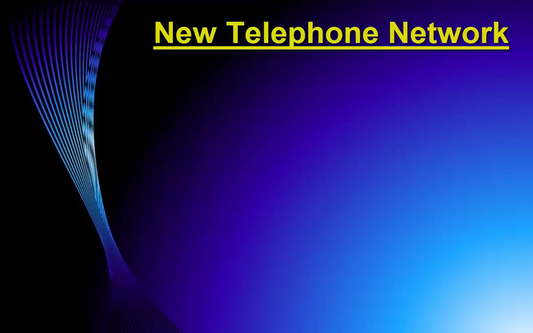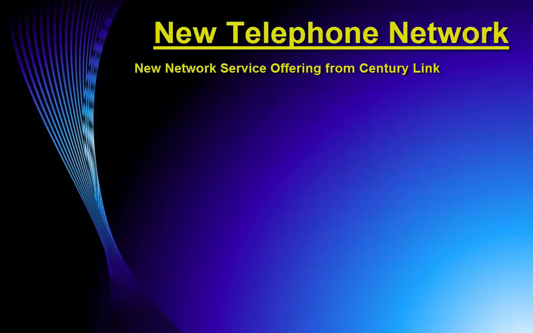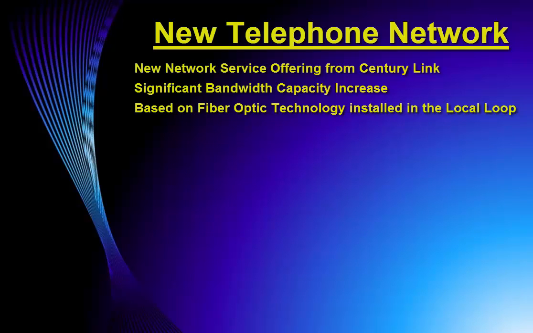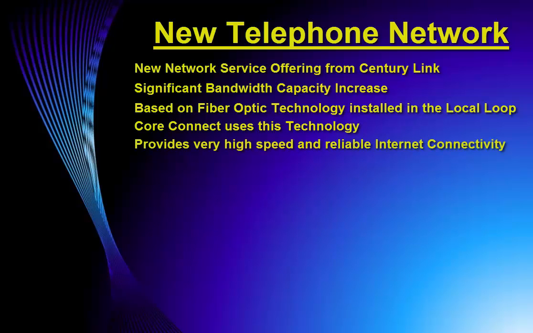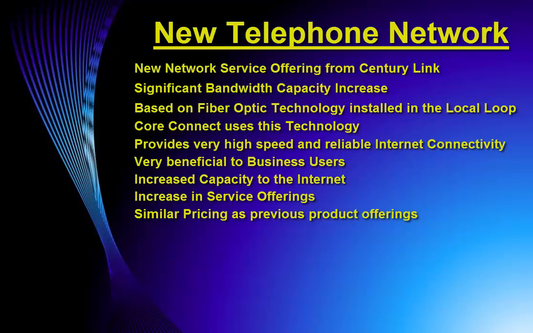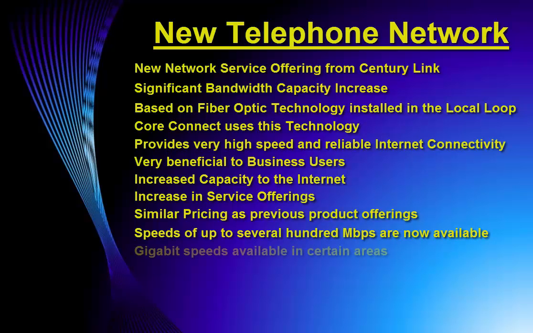Item number 3, the new telephone network. CenturyLink has recently introduced a new network offering that significantly increases the capacity or bandwidth to the end user based mostly on the newly installed fiber optic technology in the local loop. One of the main service offerings using this new technology is Core Connect, which provides very high speed and highly reliable connectivity to the end user and especially business users. This new fiber technology has resulted in the capacity of the Internet and other services from CenturyLink being greatly increased for about the same price as previously offered. The end users can now attain speeds up to several hundred megabits per second, and in some instances even gigabit speeds.